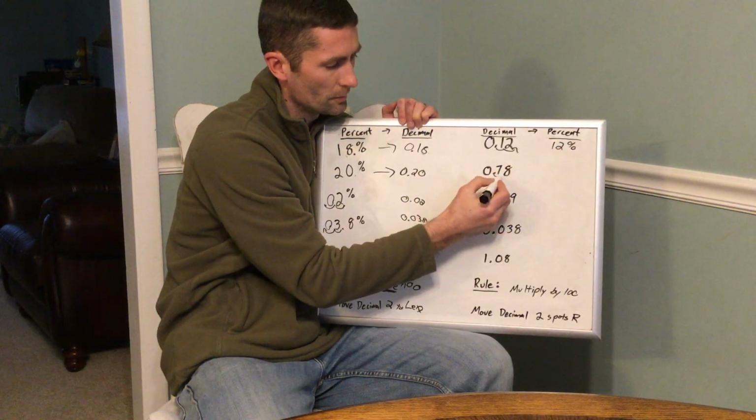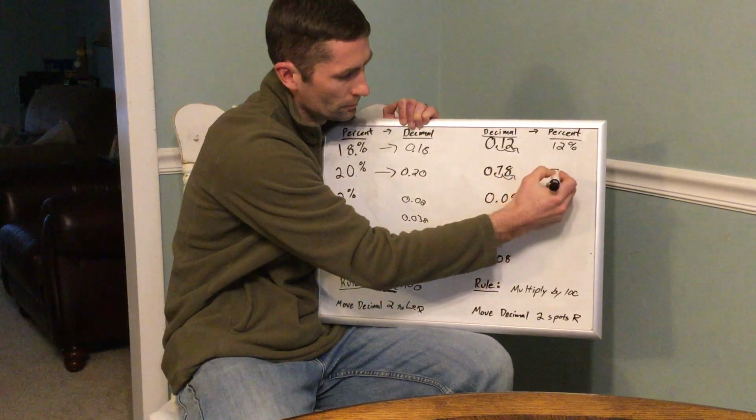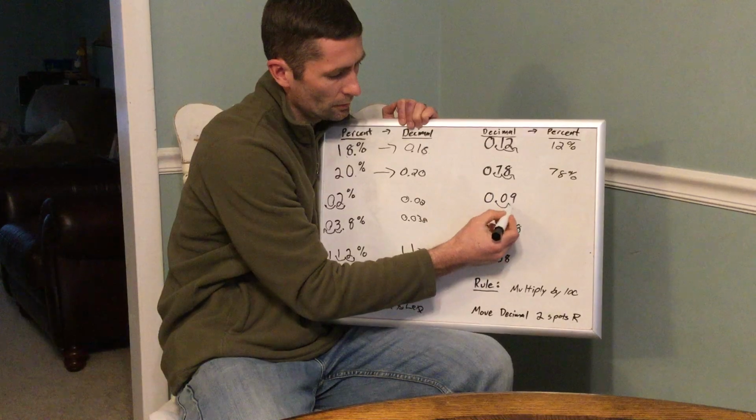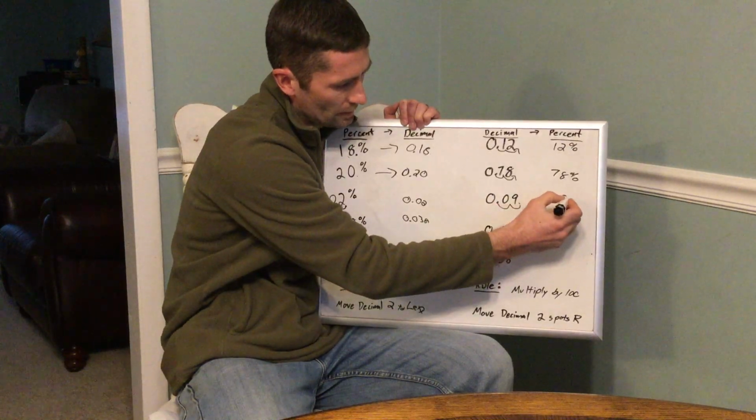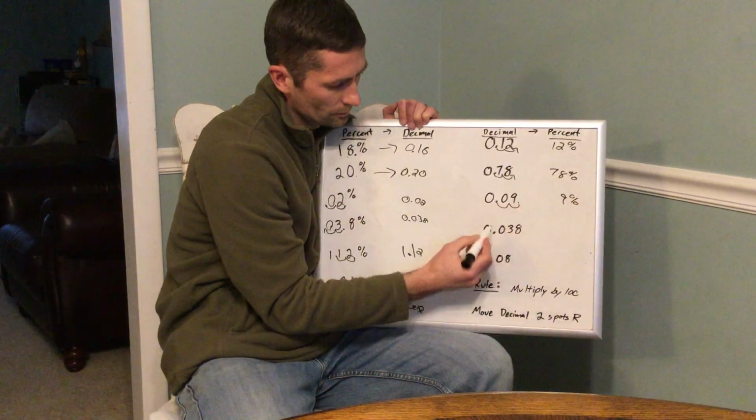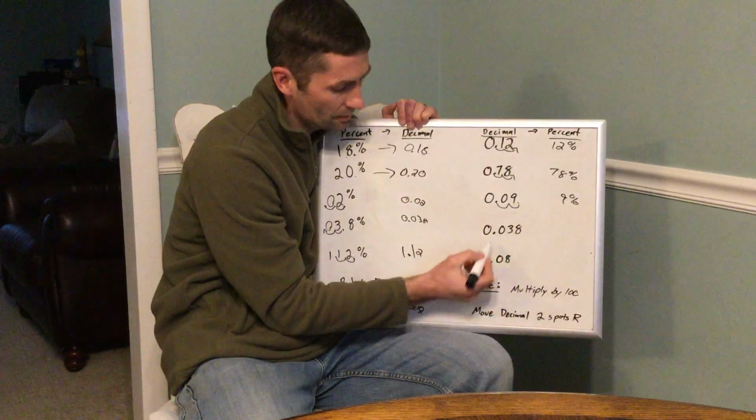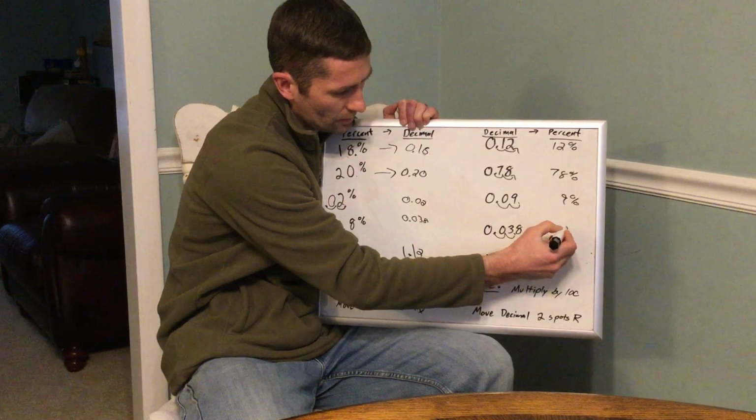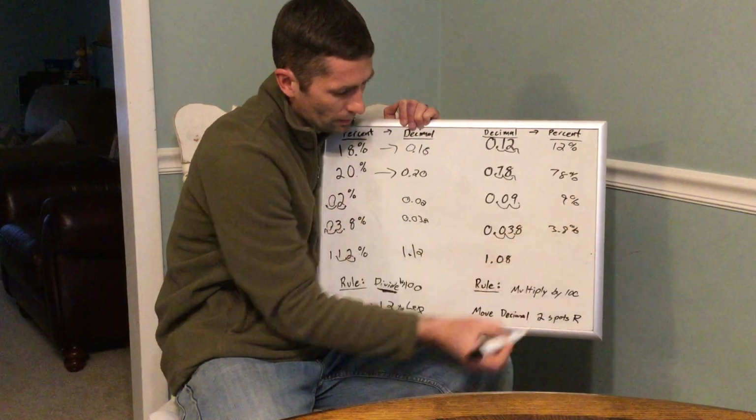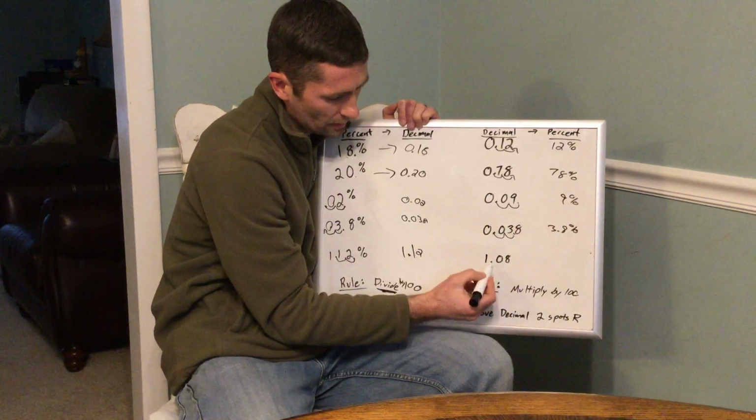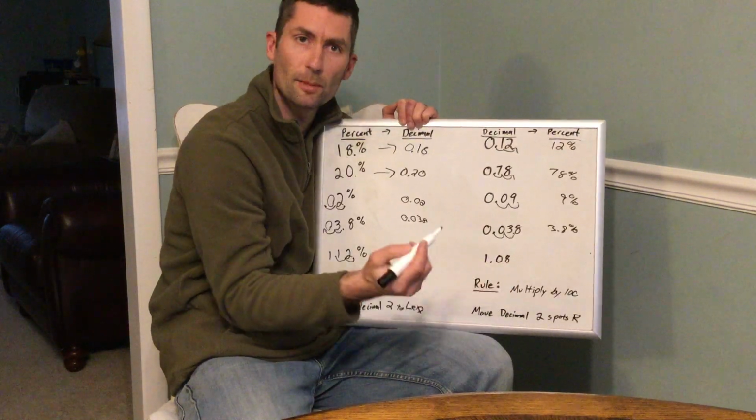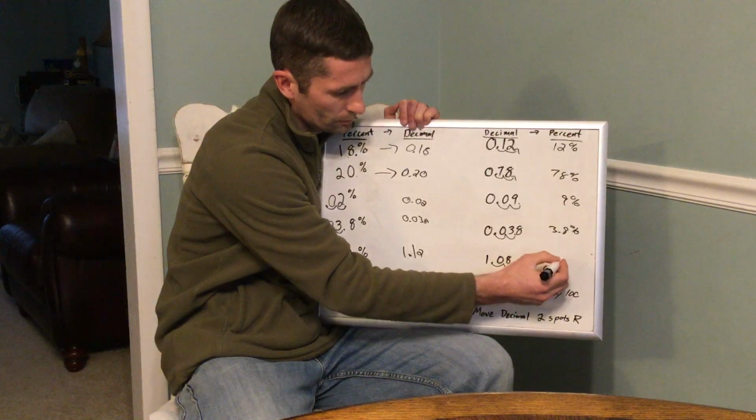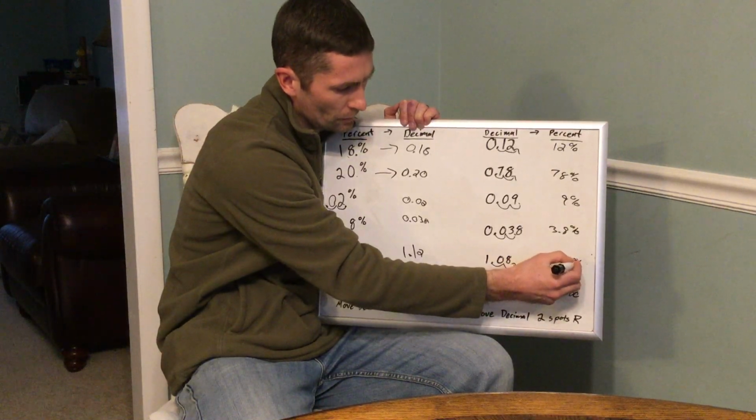78 hundredths, times it by 100, 2 to the right, 78%. 9 hundredths, move it 2 to the right, 9%. 38 thousandths is 3.8%. Remember, we are multiplying by 100 and putting in the percent sign. 1.08, it's got to be more than 100%. 108%. Okay? So those are our rules.